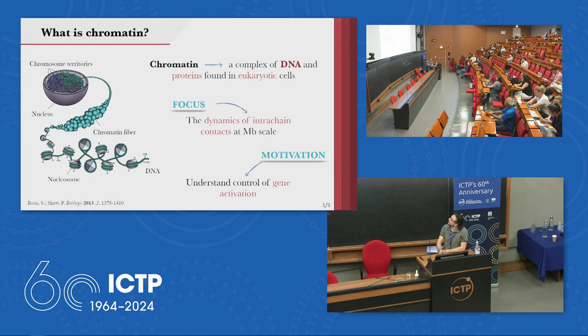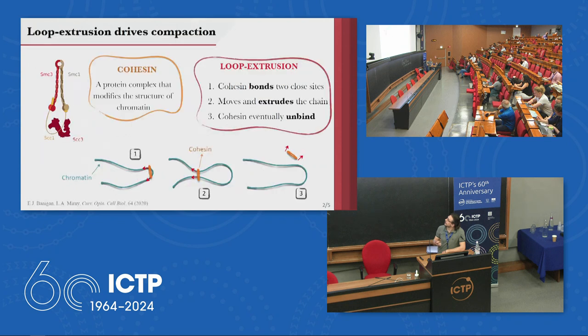The biological motivation behind this is that contacts at this scale are thought to be crucial for the control of gene activation. Now, the formation and stabilization of contacts at this scale is driven by this process called loop extrusion. You probably know everything about loop extrusion, so very briefly, it is driven by this protein complex named cohesin that is ring-shaped. Cohesin binds to the chromatin fiber, then it slides, forming these loops, and then eventually can unbind.